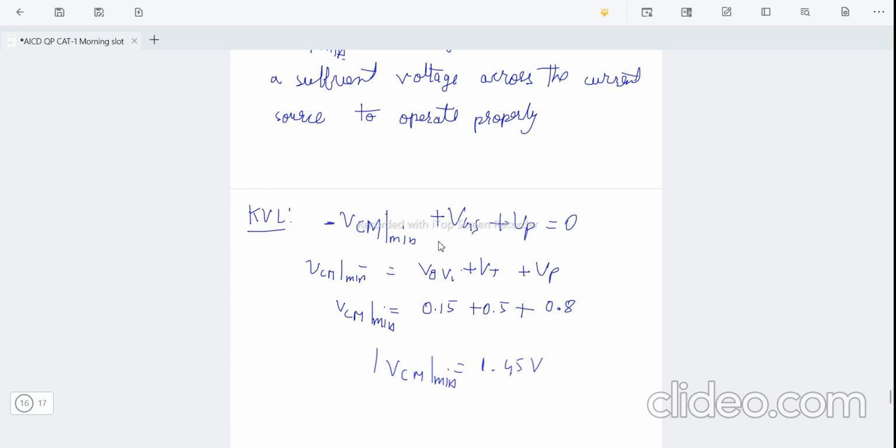So this is the minimum voltage which can be applied at the gate of the differential amplifier, below which it won't guarantee that it will work as a differential amplifier, because the current source won't work properly as intended.